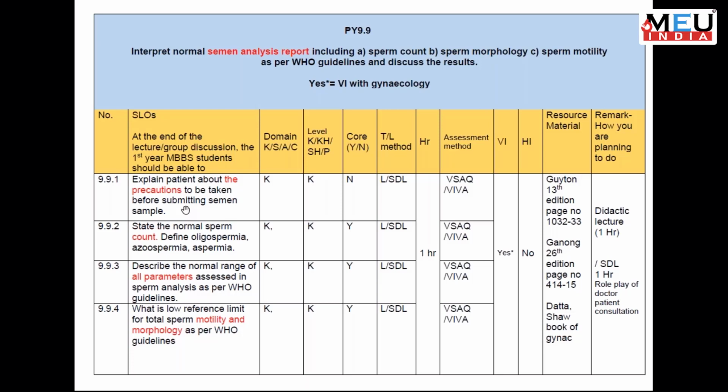Third one is describe the normal range of all parameters assessed in sperm analysis as per the WHO guidelines. And state the low reference limit for the total sperm motility and morphology as per the WHO guidelines.